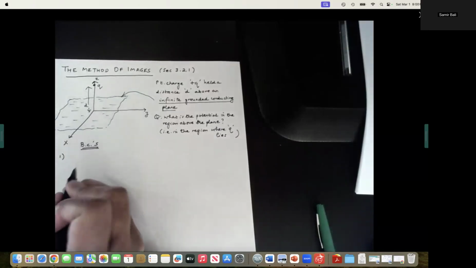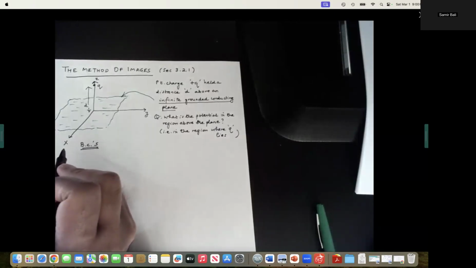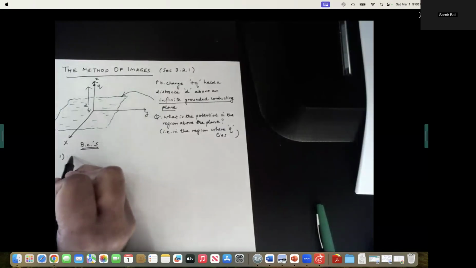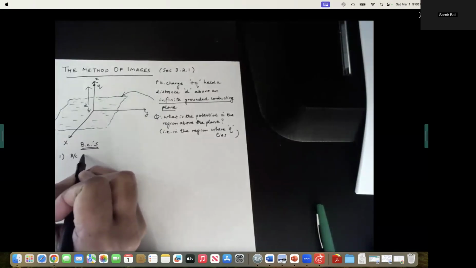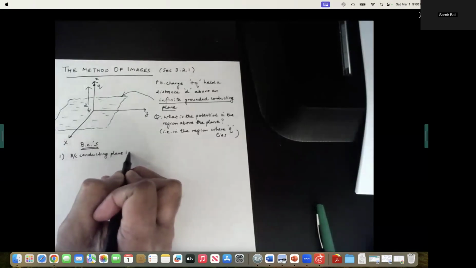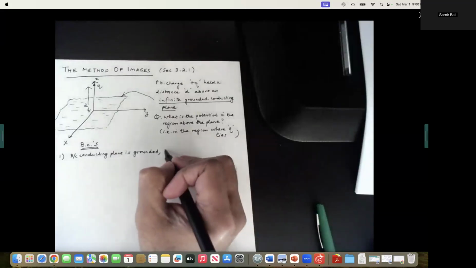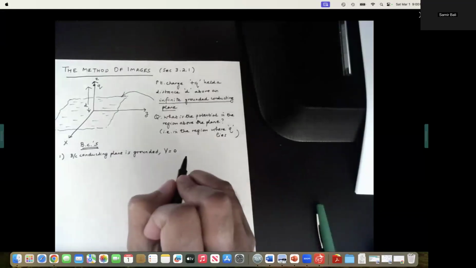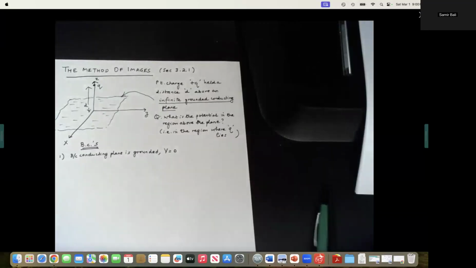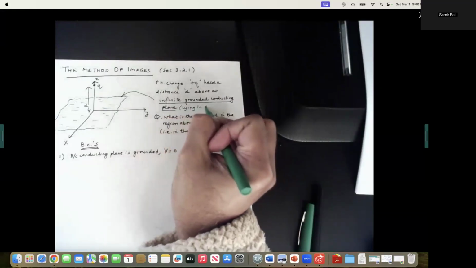The first boundary condition is that the conducting plane is grounded, right? So because the conducting plane is grounded, the potential must be zero on the plane. And this plane, of course, lies in the xy plane, right? Let me make that clear. The grounded conducting plane lying in the xy plane.